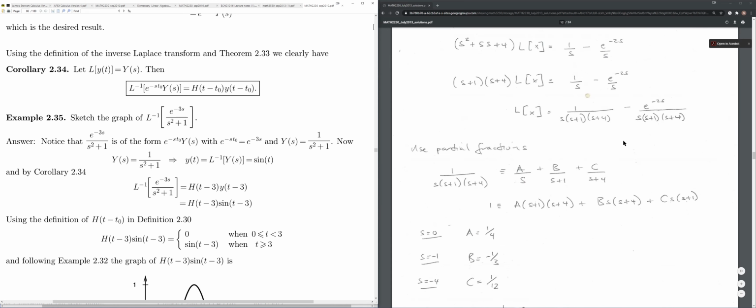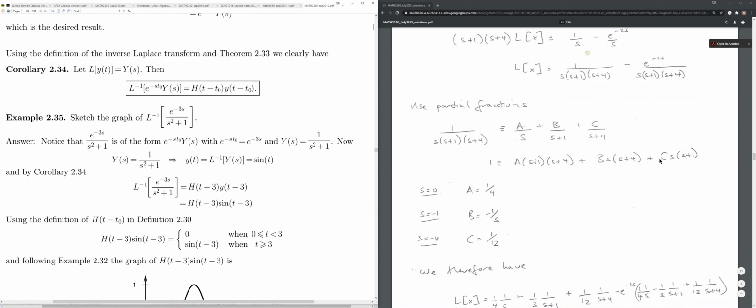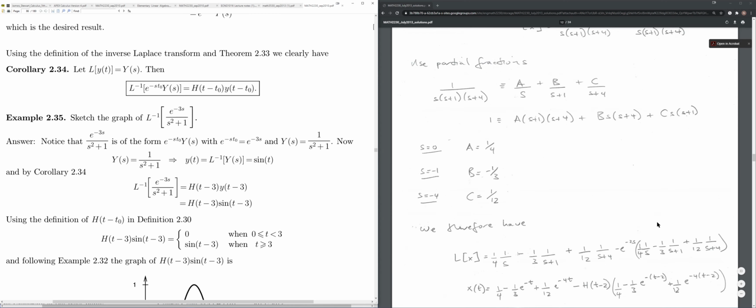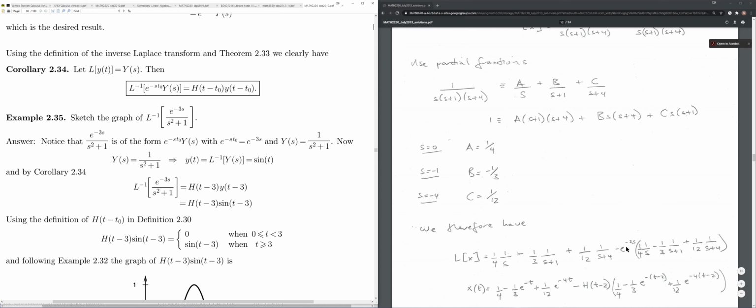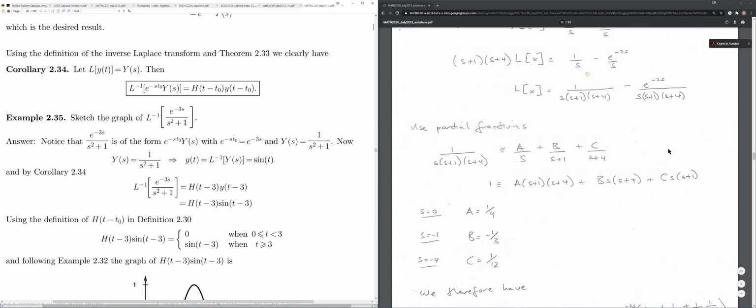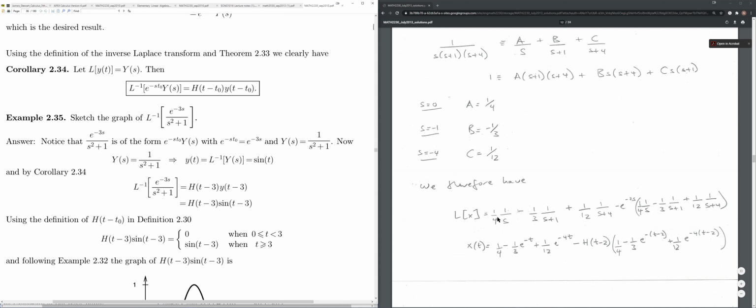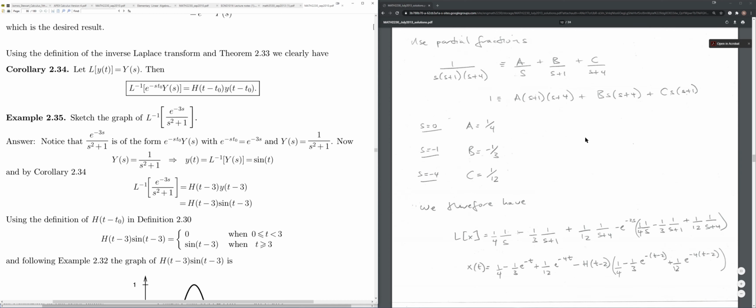And the y of s in this case is in fact 1 on s times s plus 1 times s plus 4, right? What I did over here is this: it's e to the minus 2s, I pull that out, and this over here, the y of s in this case, 1 on s plus 1 times s plus 4, is actually the same as this over here. And this over here had this partial fraction expansion.